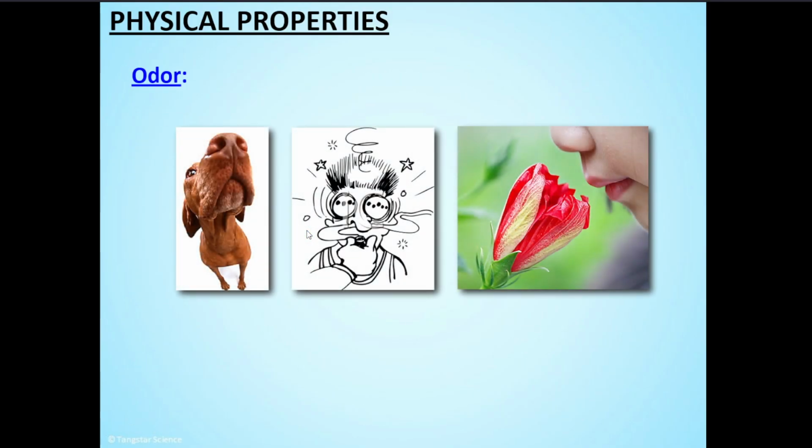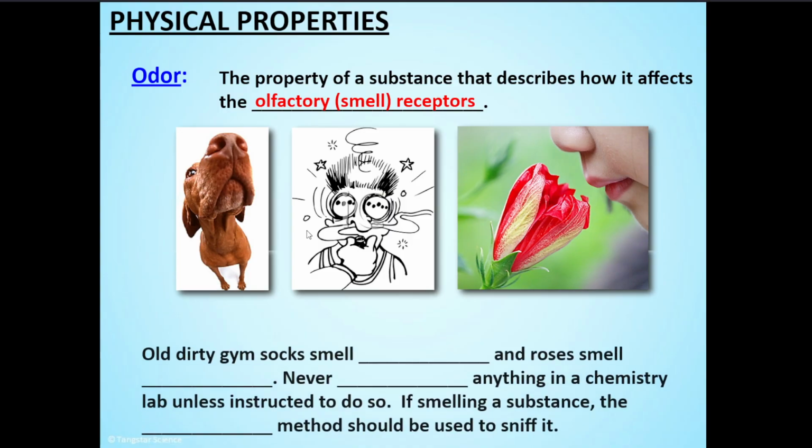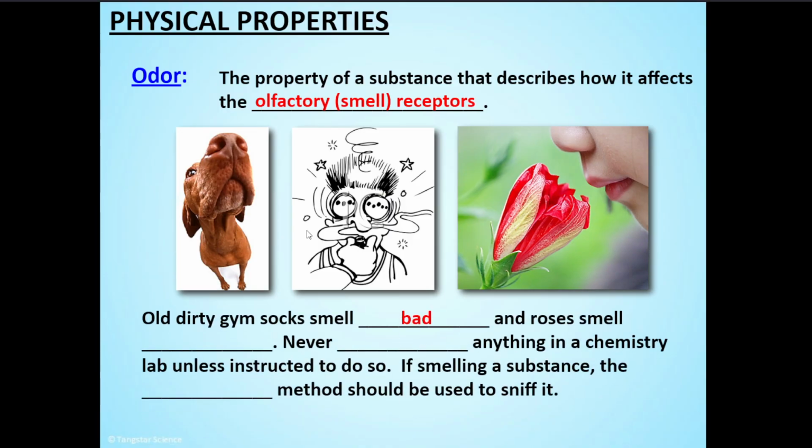All right, next one, odor. The odor describes how a substance affects our olfactory or smell receptors, okay? Old gym socks smell really bad. Roses, on the other hand, smell good. And never smell anything in a chemistry lab unless instructed to do so. In smelling a substance, the wafting or hand waving method should be used to sniff it, to bring the vapor safely to you.